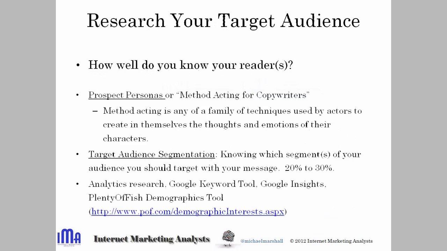So how well do you know your readers? You can use something called prospect personas, or what I like to call method acting for copywriters. This is something that I learned from a guy who wrote the book Google AdWords for Dummies. And method acting, I'm sure you're familiar with it, is a family of techniques that actors use to create in themselves the thoughts and emotions of their characters. And you can do this in segmenting your audience. You sit down and you think, who are my ideal prospects or my best customers? And there may be different types of ideal customers that you have from different segments.